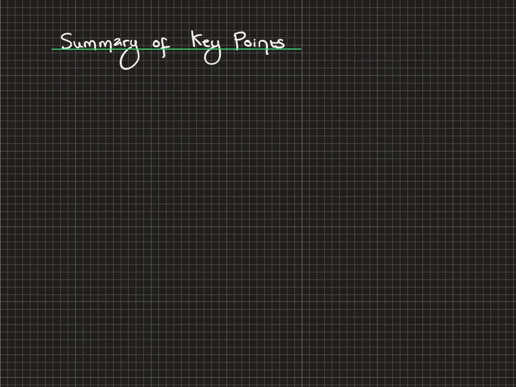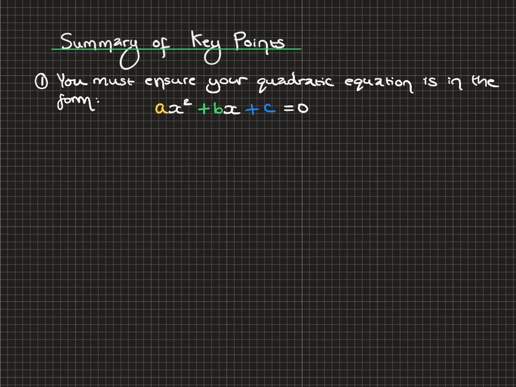So we're going to finish off with a summary of some of the key points that you need to remember when you're using the quadratic formula to solve a quadratic equation. Now, the first point is that if you're trying to solve your quadratic equation, it should always be rearranged into the format ax squared plus bx plus c equals 0 first, where a, b and c are numerical values which could be positive or which could be negative.